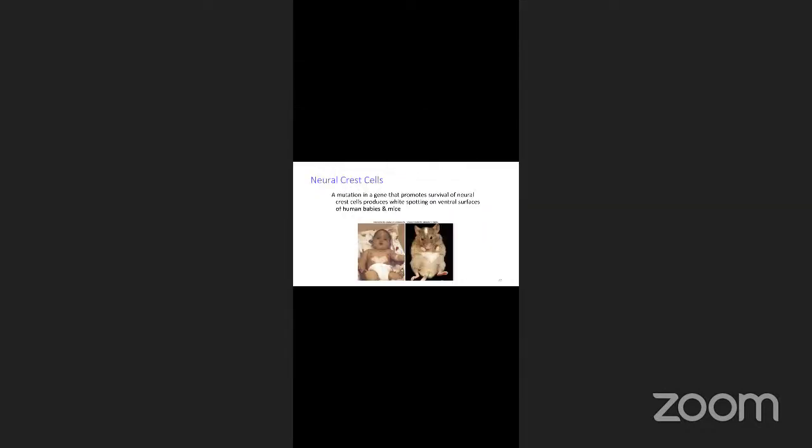Then if there is any mutation in the neural crest cells, then the gene which is expressed or the organ which has to be formed will not be properly formed. So I told you they will form the melanocytes. Therefore, if there is any mutation, the melanocytes of the skin don't form, and you can see the white patches in the baby as well as in the mice.